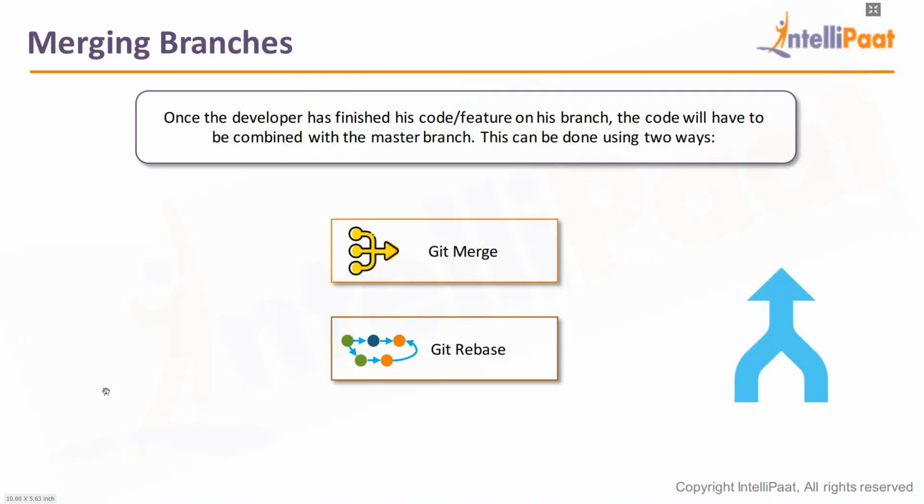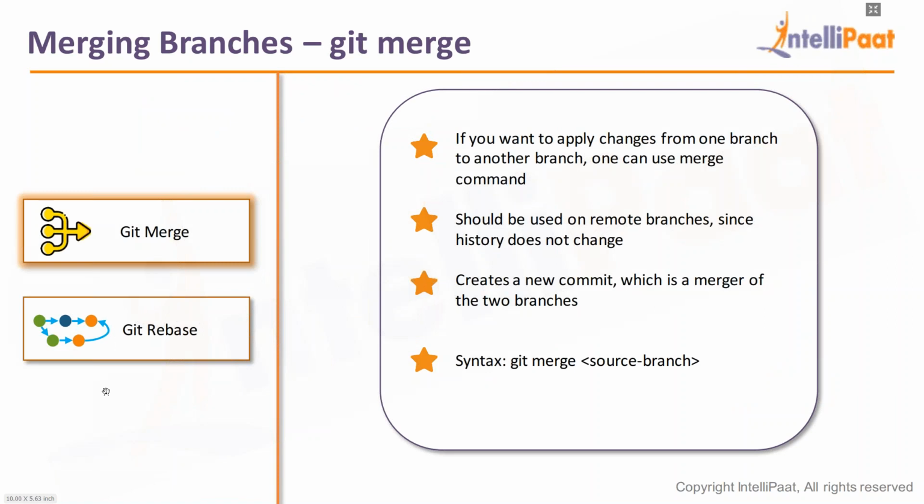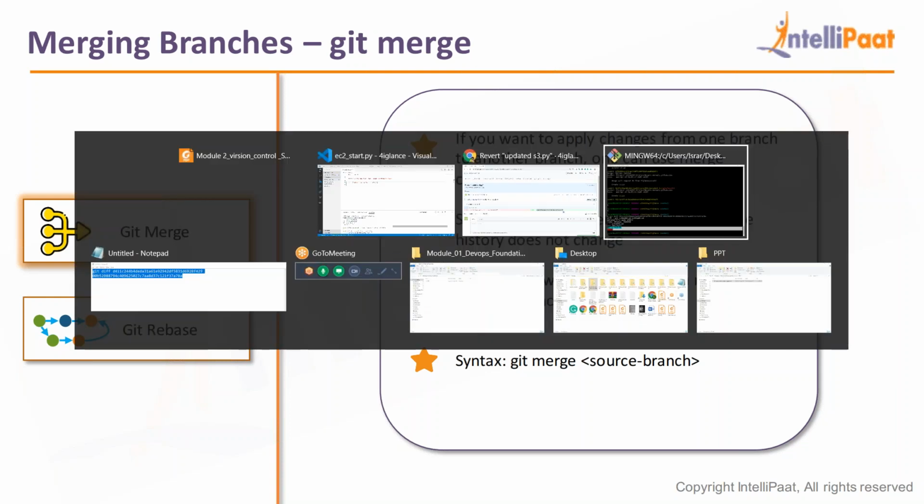Merging branches, we already did this, how we can merge the branches from the GUI. If you want to merge the branches from the CLI, we do have the command for that. First of all, you need to switch to the branch where you want to merge all the code. Let's say I want to switch to the branch SRAR. I will do the checkout to the SRAR branch, and then I will run the command git merge and the source branch. Let's say that I want to merge the changes from the master branch. Let me show you.